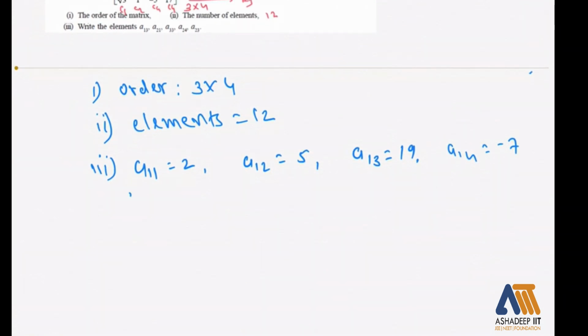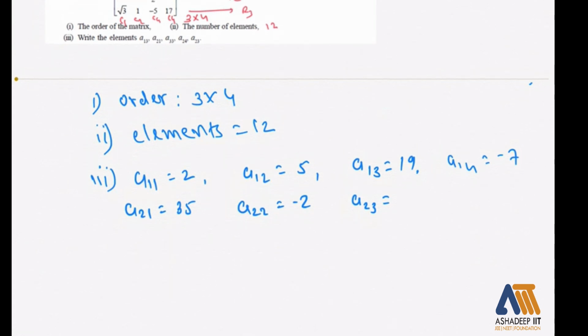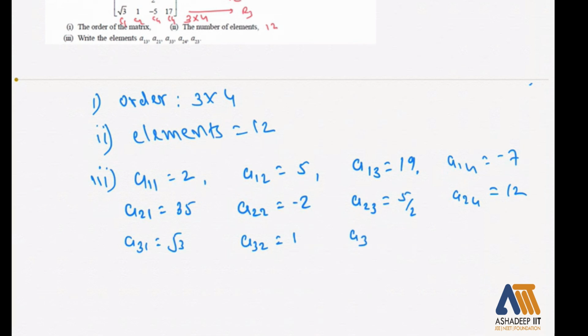Next, second row first, A21 is 35, A22 is minus 2, A23 is 5 by 2, A24 is equal to 12. A31 is root 3, A32 is 1, A33 is minus 5 and A34 is equal to 17.